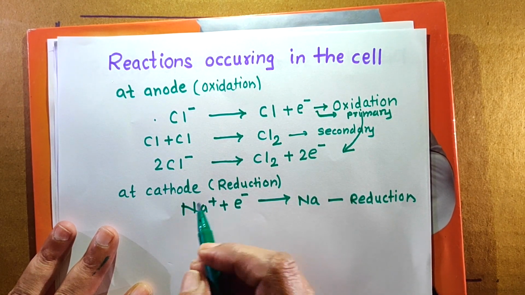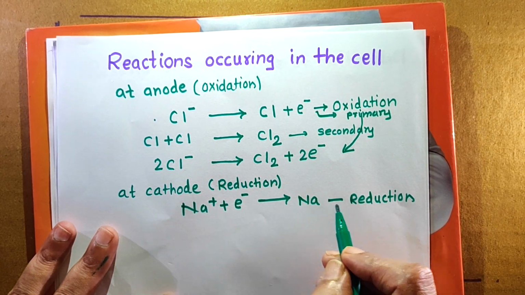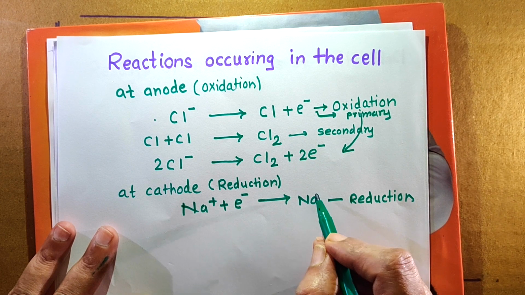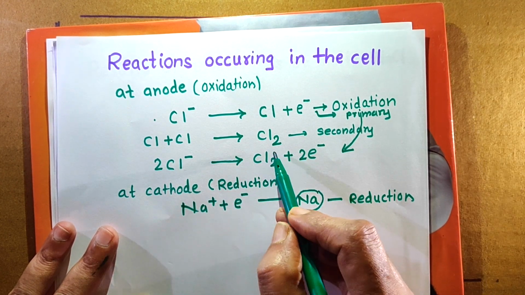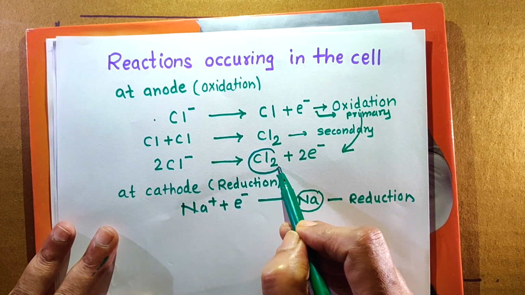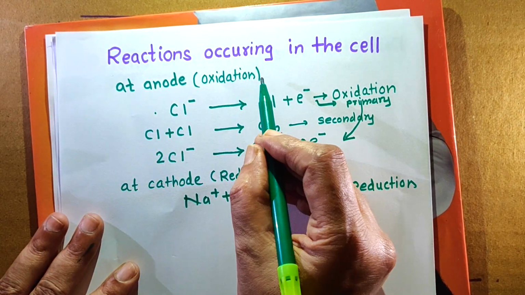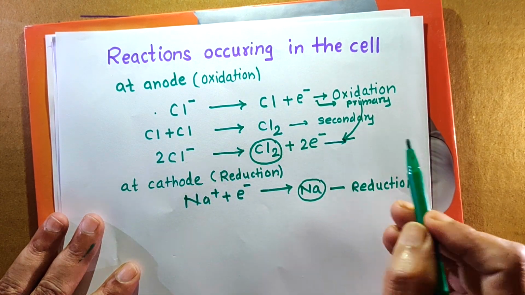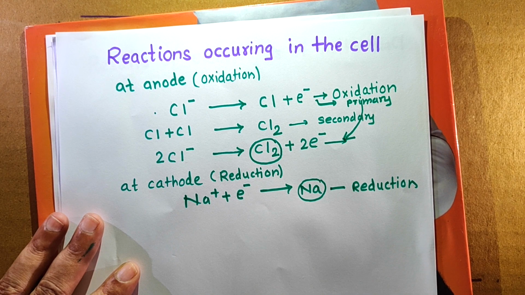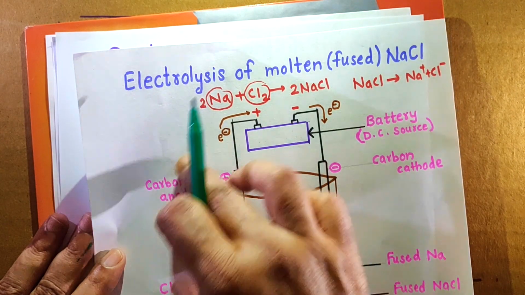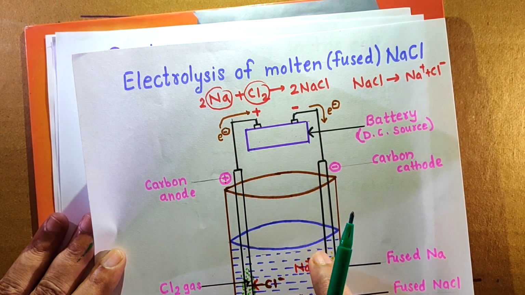So at the cathode, what will happen? Na+ ions are converted into Na atoms. That means sodium metal is obtained at the cathode and chlorine gas is obtained at the anode. Now this reaction is called the oxidation half reaction, and this reaction is called the reduction half reaction. So what is the reaction which takes place in this whole cell? That reaction is called the net cell reaction.